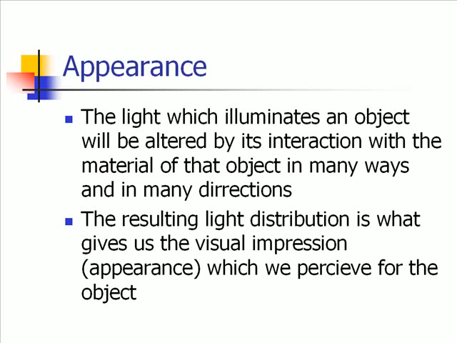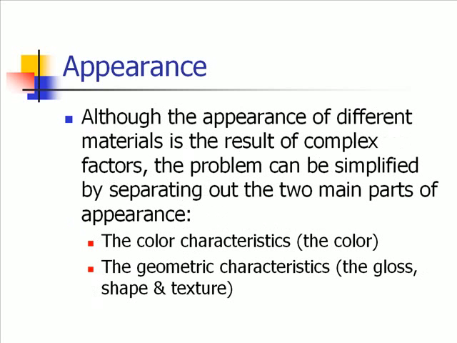So the appearance is more than just the color of the object. It's really the whole package on how that object affects light that falls on it. Although the appearance of different materials is the result of complex factors, the problem can be simplified by separating out two main types of appearance. The color, which is caused by the colorants, the dyes and pigments that are put into the material. The geometric characteristics of the light, the gloss, shape, and texture of the material. What is the surface like on the particular part we're looking at?